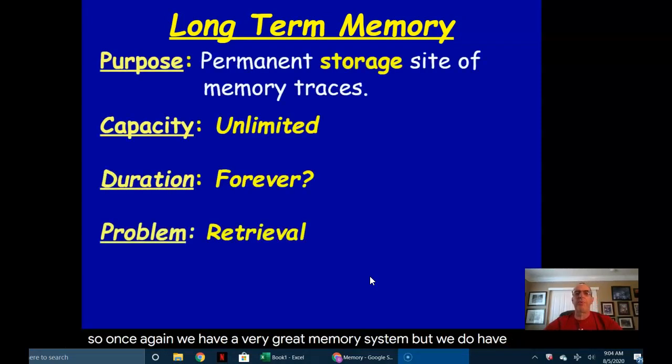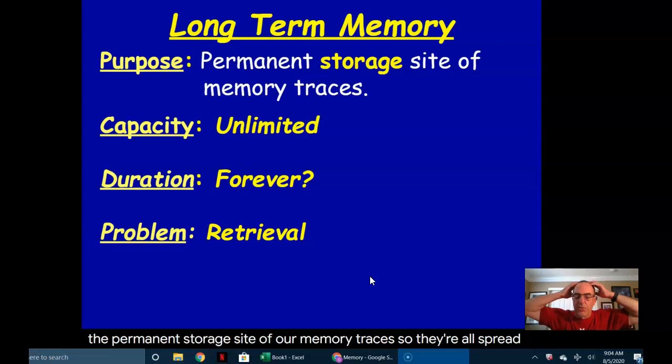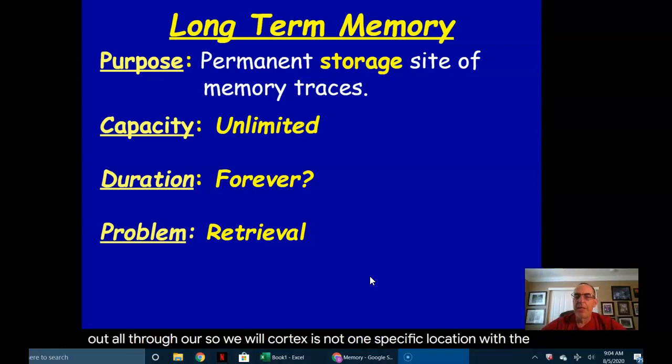And finally, we have long-term memory. So here the purpose is this is the permanent storage site of our memory traces. So they're spread out all through our cerebral cortex. It's not one specific location, but they're all over. The capacity is unlimited, which is good. So you never have to worry about learning too much information because you can't. You have unlimited storage capacity. The problem is that there's retrieval.